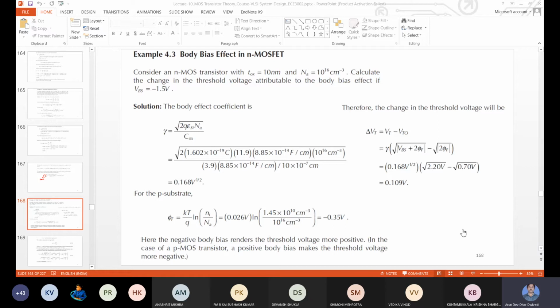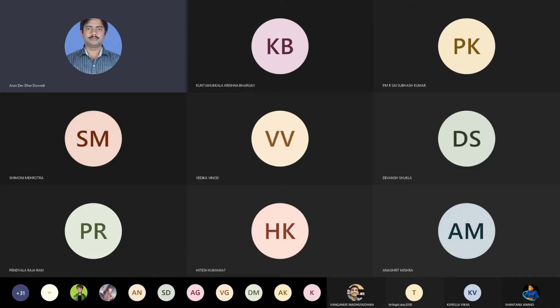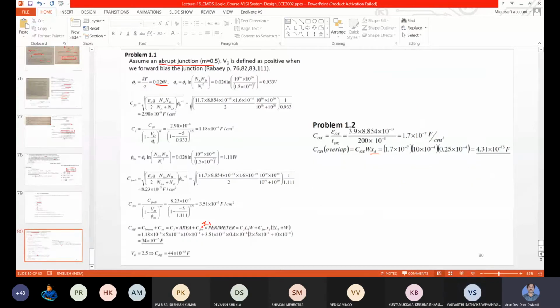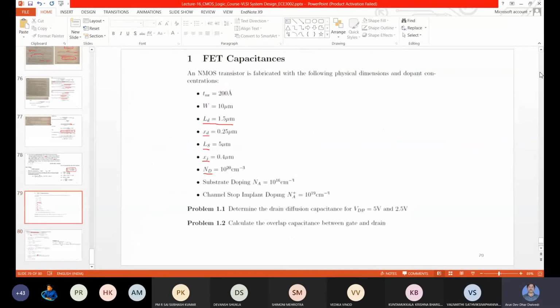In the current slide we have some problems. So stop sharing this one and now share the other one, 16. Let us share this one, 16. In this, at the end we have some problems that we can discuss.